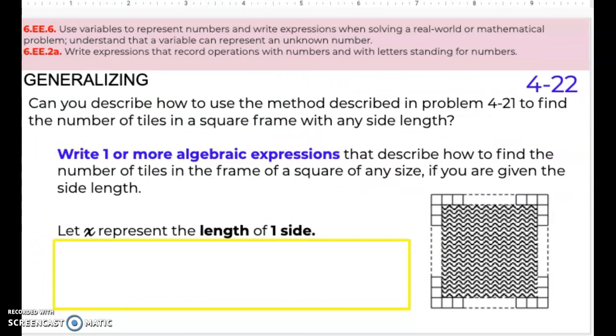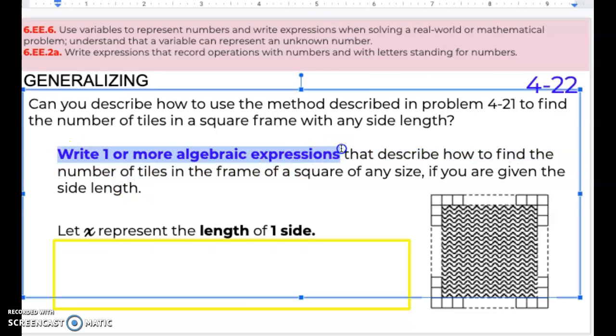In question 422, you're going to generalize now to write one or more algebraic expressions that describe how to find the number of tiles in a frame of a square of any side if you are given the side length, and we're going to let x represent the length of one side.